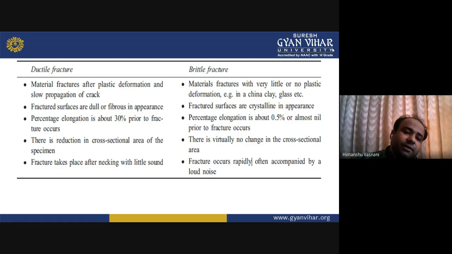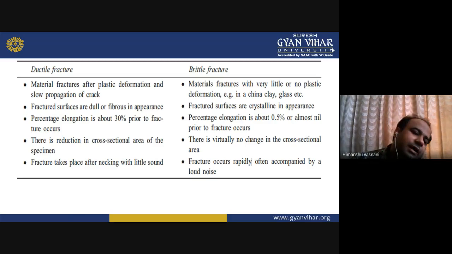Then in ductile fracture, there is a reduction in the cross-sectional area of the specimen. That is true: if elongation is happening in a particular area, then there is also a reduction in the cross-sectional area of the specimen. And in brittle fracture, there is virtually no change in the cross-sectional area because the elongation is not happening, it is almost nil. So the cross-sectional area will not change.